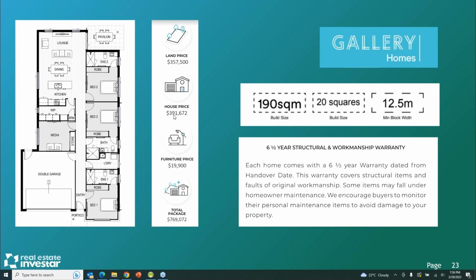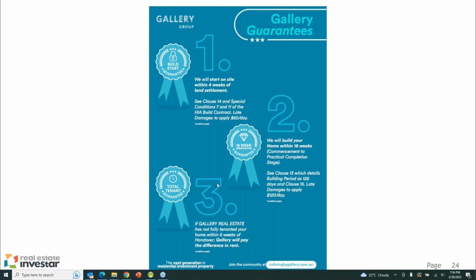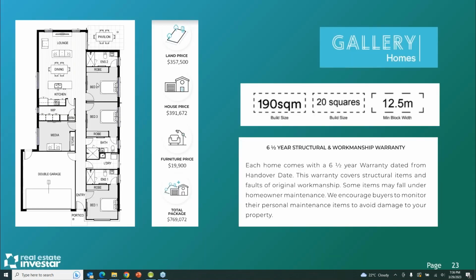So land price, build price, and put a furniture pack in place. The reason we do that is when it's fully furnished, it's a lot more appealing for the tenants, and we get much higher per room income from the property. So you can see the purchase price there with the furniture pack, $769,000. This is a real live example of a property. The rental income on that property would be $300 per room. So we're getting $900 per week combined rental income.